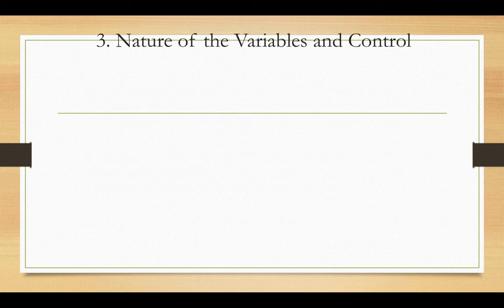Perfect. Let's move on to point number 3, the nature of the variables and their control. Whenever we're talking about the nature of the variables and their control, we're talking about two different types of research designs: either a true experimental research design or what we call a correlational research design. A true experimental design or a correlational design. I'm going to talk about what both of them mean.